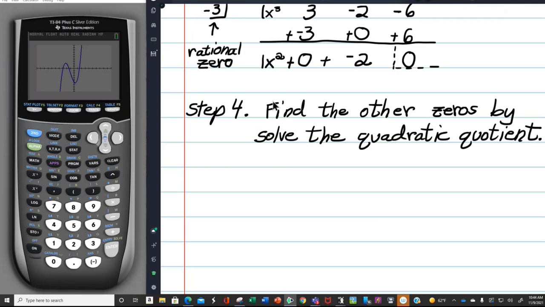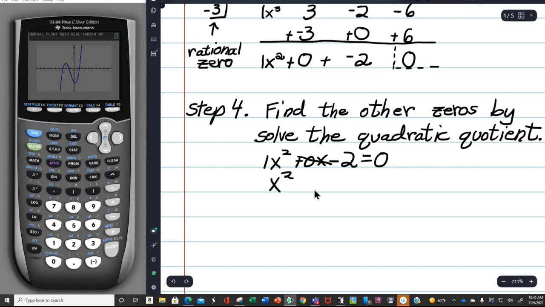All right, so what are we going to have here? We're going to have 1x squared plus 0x plus -2 is -2 equals 0. Well, 0 times x is just 0. So that makes this x squared -2 equals 0.